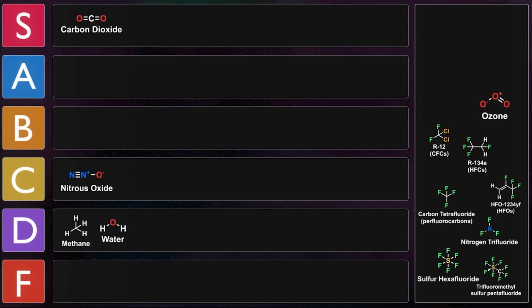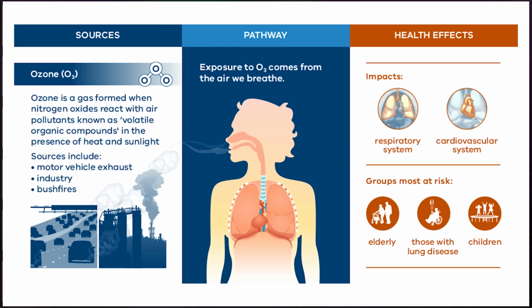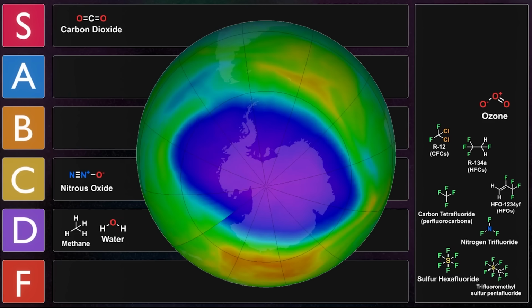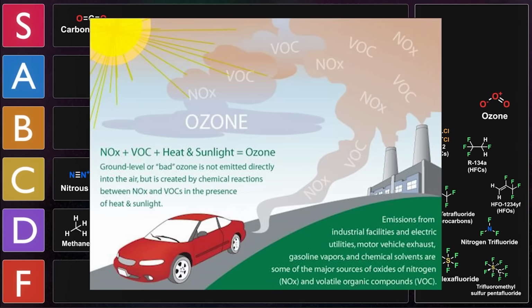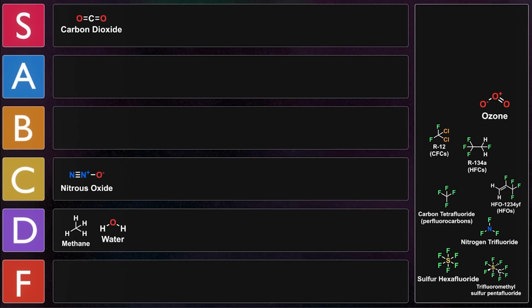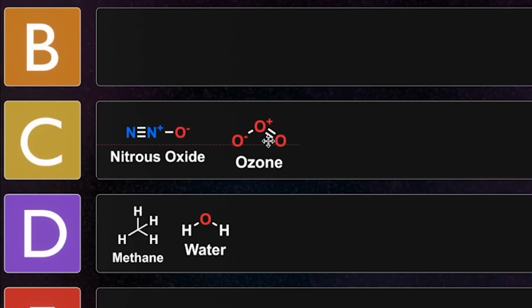The increase in ozone concentrations at ground level not only impacts climate change, but also poses severe health risks, including respiratory problems and other related illnesses. Therefore, while ozone plays a protective role in the stratosphere, its presence in the troposphere is a significant environmental concern due to its contribution to global warming and its adverse effects on human health. Overall, since it's formed by nitrogen oxides, we can put it with nitrous oxide, right into C tier.